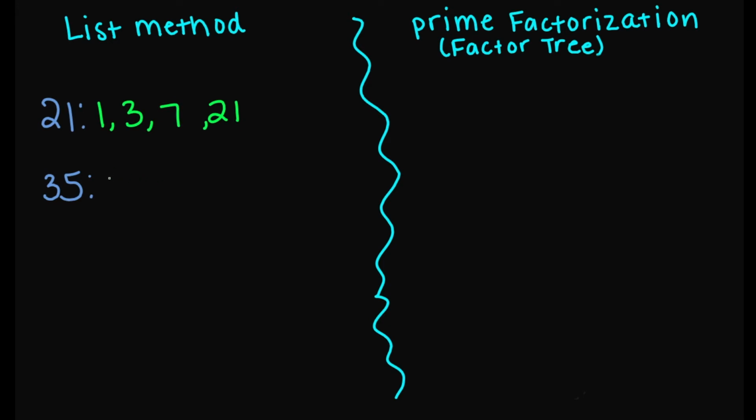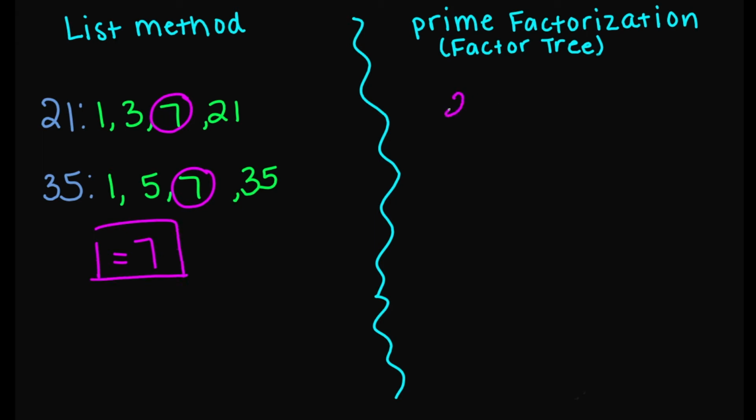So for 35, we have 1 times 35. And then we also have 5 times 7. That's also going to give us 35. The largest factor between 21 and 35 is going to be the number 7. So your GCF for 21 and 35 is 7.